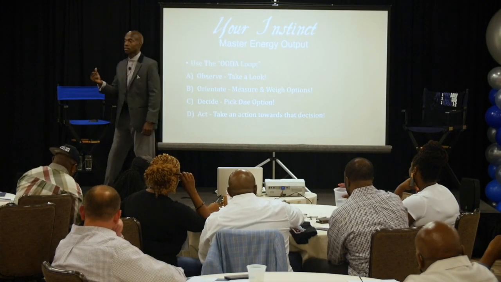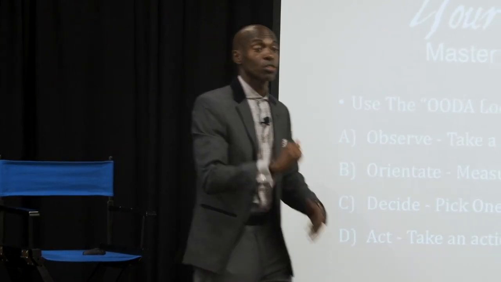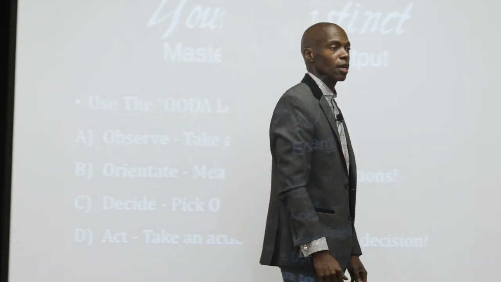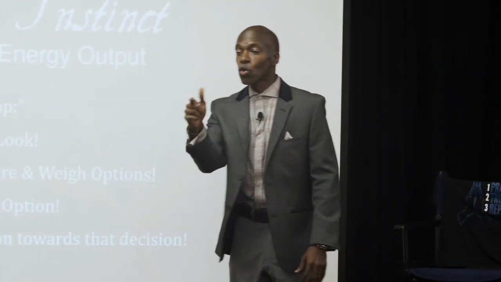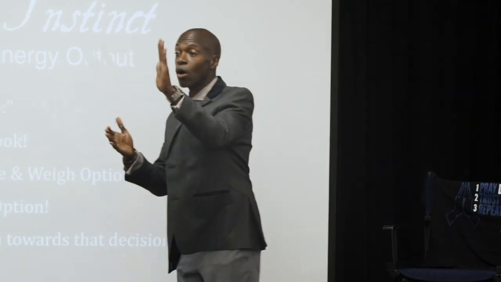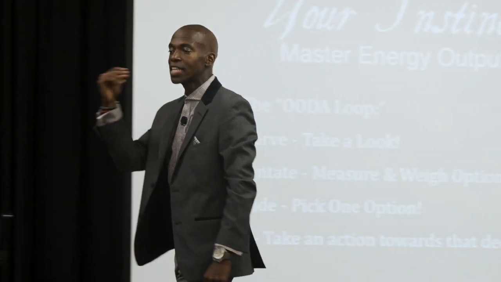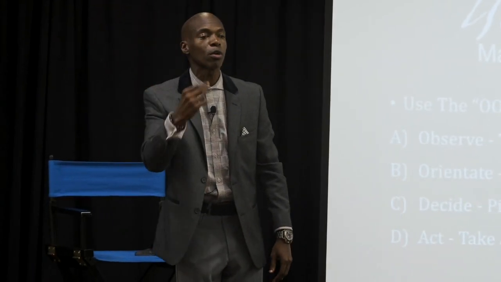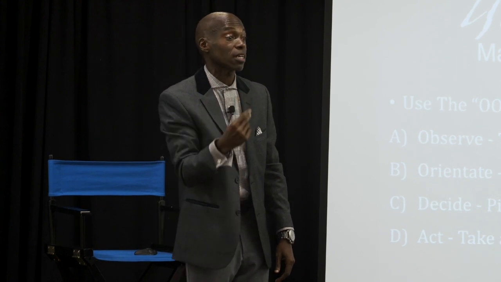Criminals have a fast OODA loop. Quick. They observed you. They orientated. They made a decision. They own you. Quick. While they on act, you on observe. Purse gone. Car gone. Keys gone. Cell phone gone. They've been checking you out. Criminals' OODA loop is quick.